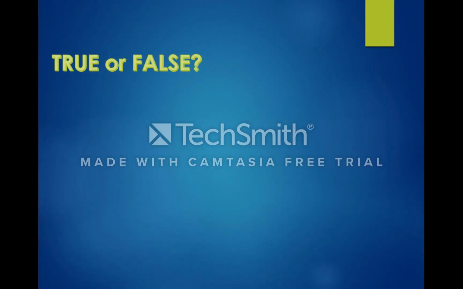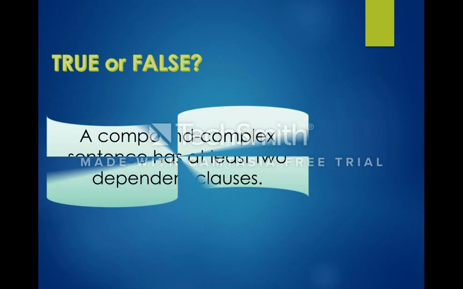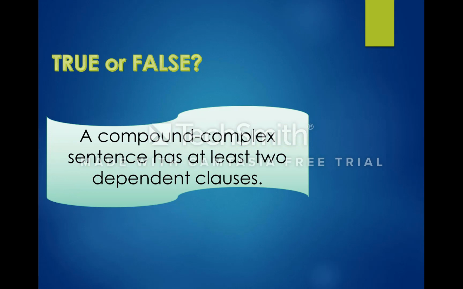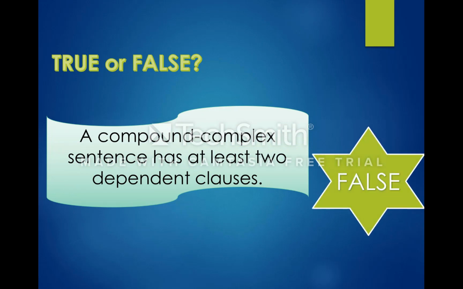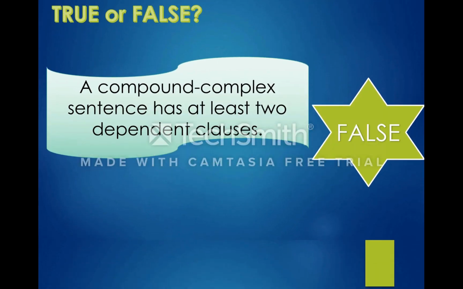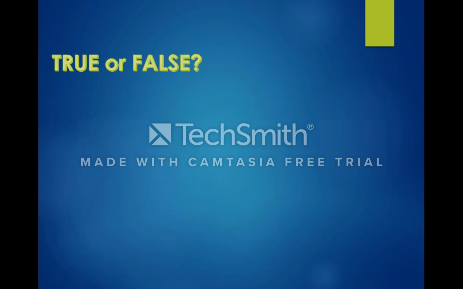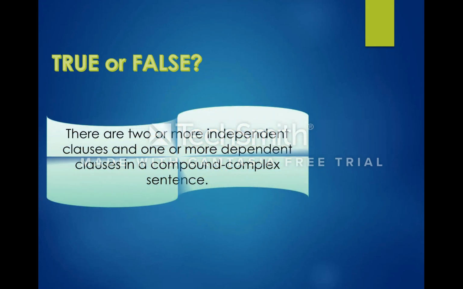Question number 1. Please decide whether the following statement is true or false. A compound complex sentence has at least 2 dependent clauses. Well, it's false. I'll tell you the reason why later on. The second one, there are 2 or more independent clauses and 1 or more dependent clauses in a compound complex sentence.